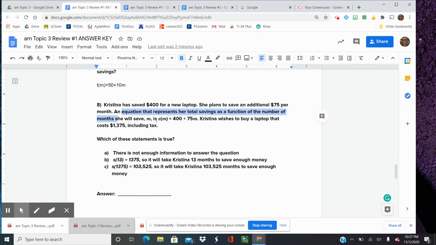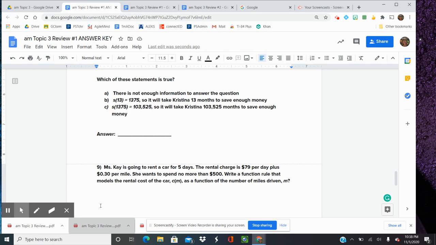Well, if I look at this equation, S of M equals 400 plus 75M, I know that my dependent variable is going to be M, which is the number of months. So if I go down here and I read S of 13 equals 1375, so it will take Christina 13 months to save enough money, maybe that's true. So let's figure out what S of 13 is and see if that is correct. I'm going to come down here.